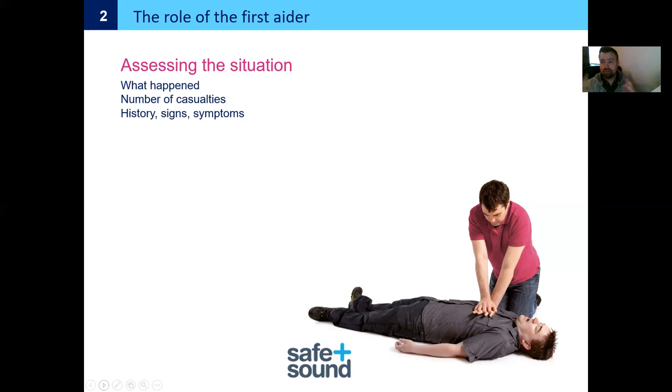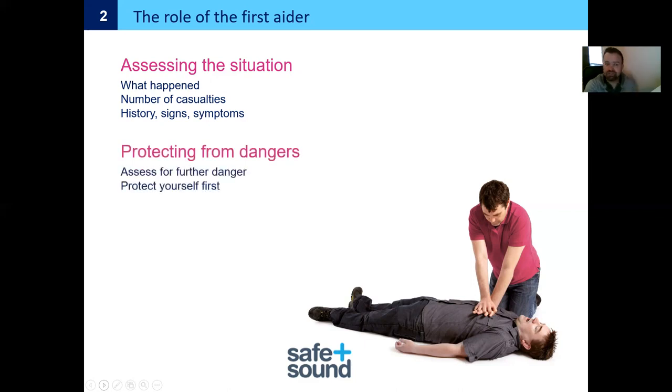So if we're in a dining room and we know that they've got eating problems, maybe they're choking, so we understand that there's a risk there. But if we walk into a room and we find somebody on the floor, then we might need to do a bit more detective work about why they're there, what's happening. As I've already said, protecting people from danger. So assess the future for danger. So is there going to be further danger there? Am I or the casualty going to be in danger whilst I'm performing this help?